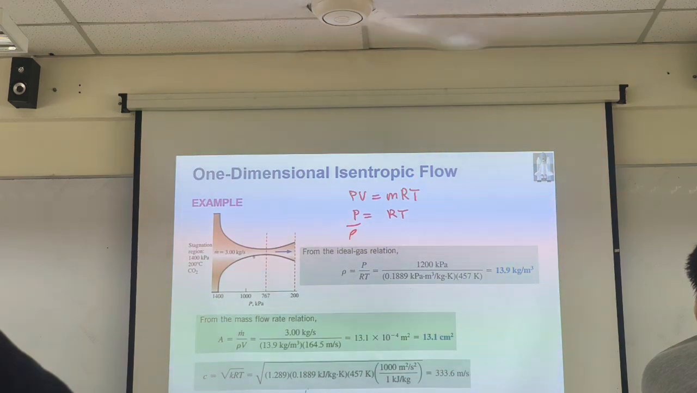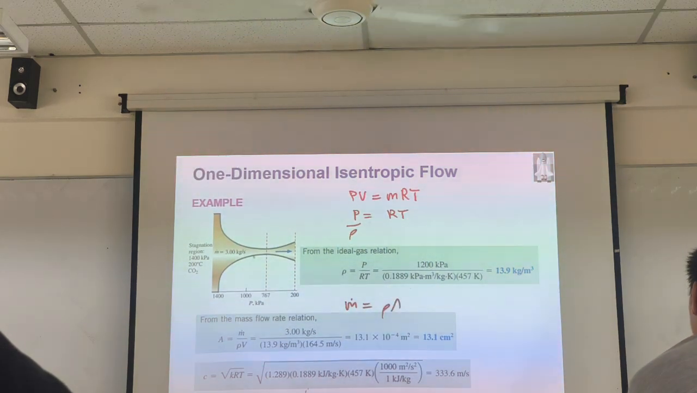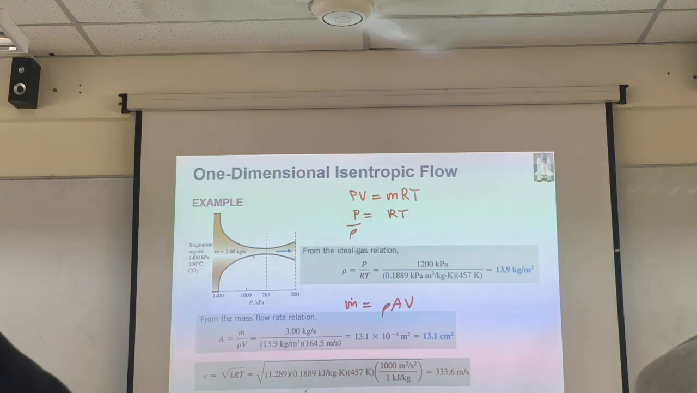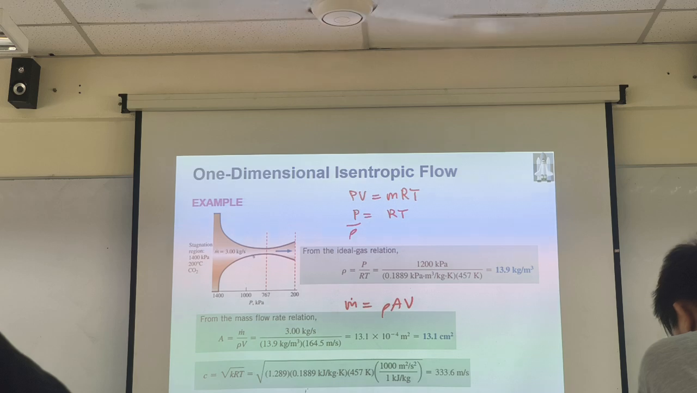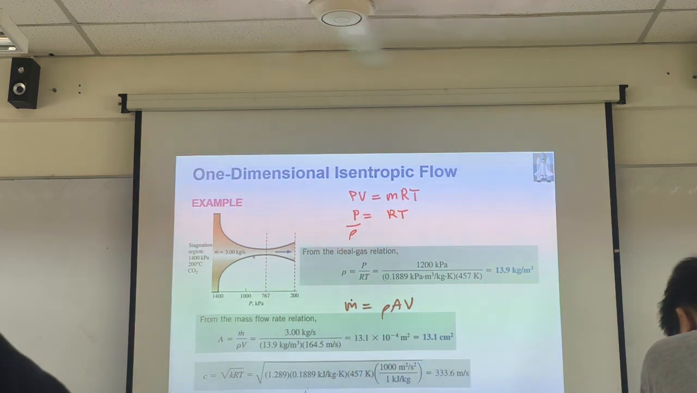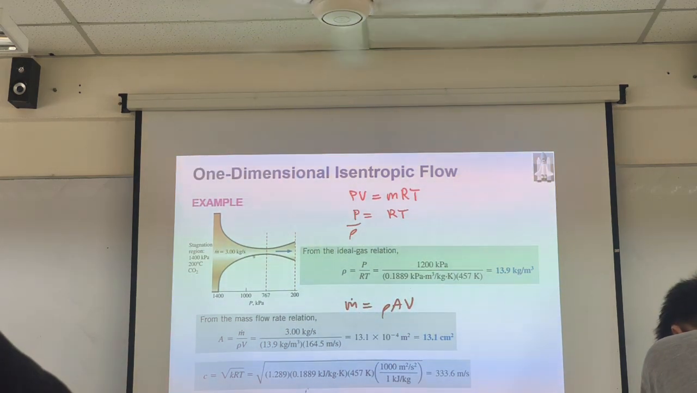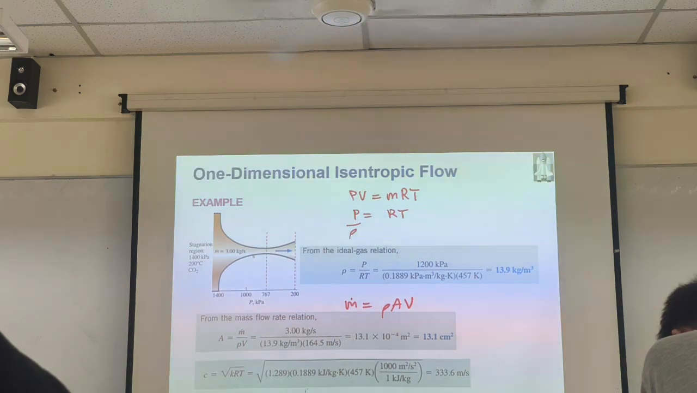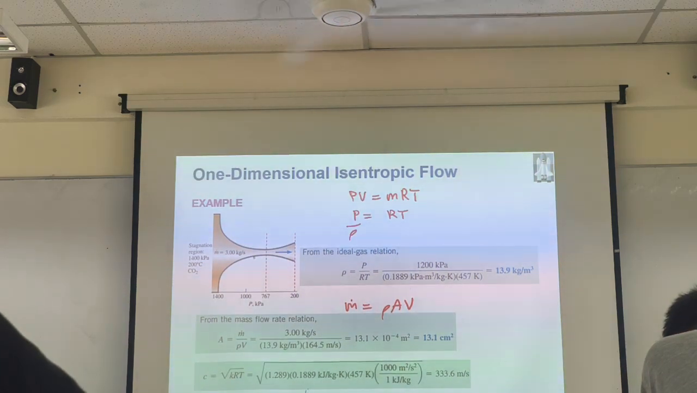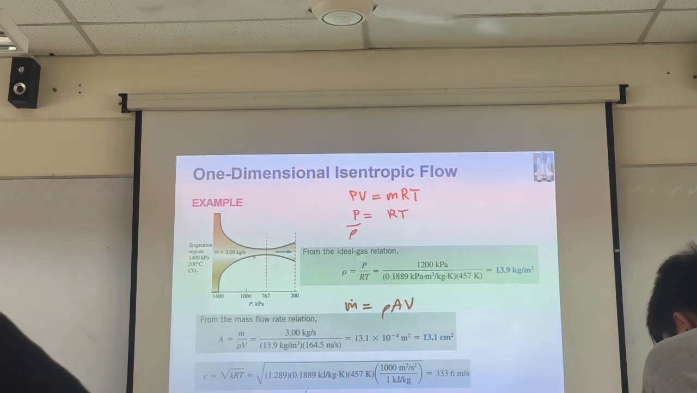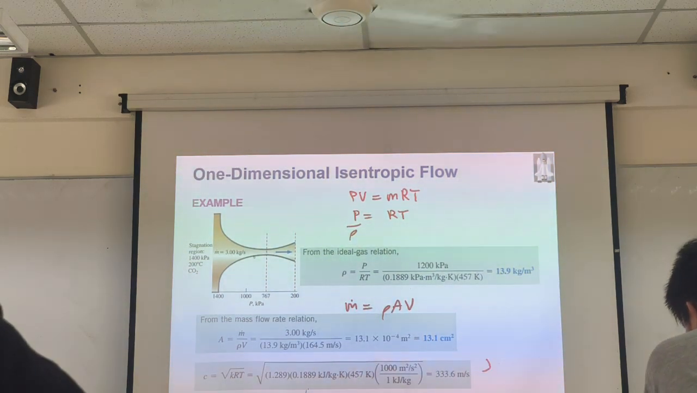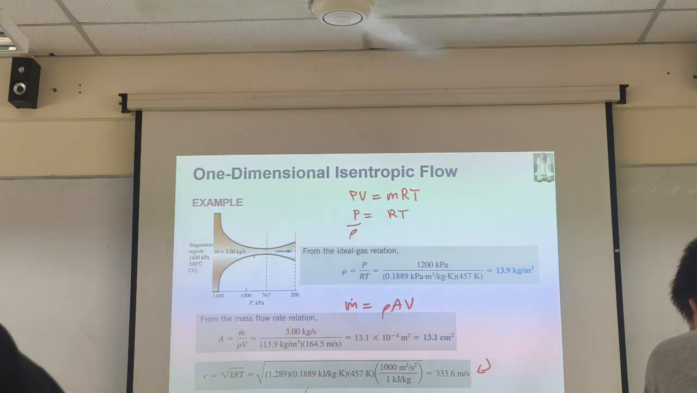Then area. For area we primarily make use of mass flow rate, rho AV. This is pretty much the only equation that you have that is based on the area. So mass flow rate equals rho AV, and from here you can get the area at that point. Then the speed of sound, c equals square root of kRT, and then ultimately the Mach number.